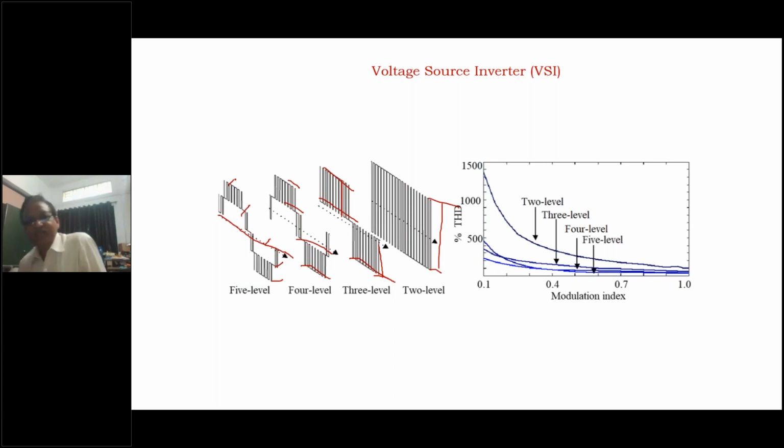Now, if you see the efficiency, that is THD. In two level, THD is very high. At lower modulation it goes to a very high value, 100% THD is there. At higher modulation, THD is less. At the fourth level, again THD is less. Three level, four level, again THD is less, and in five level THD is very minimum. So THD reduces if you go for higher levels of multi-level.